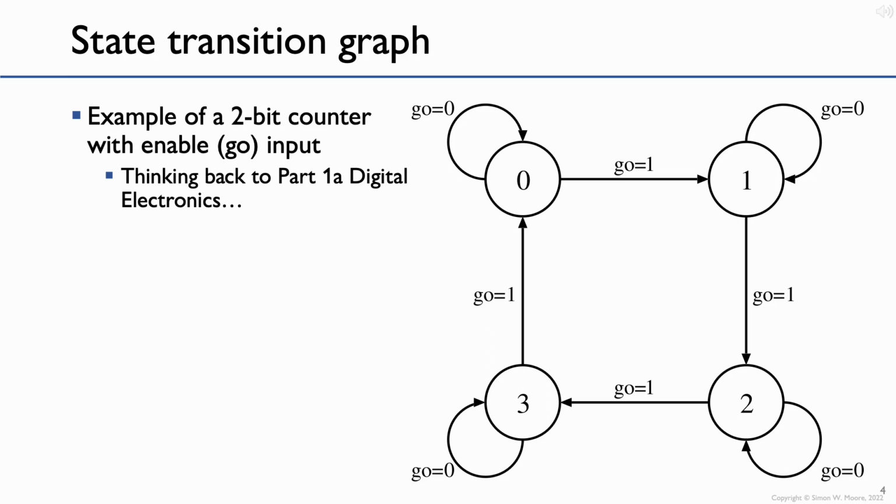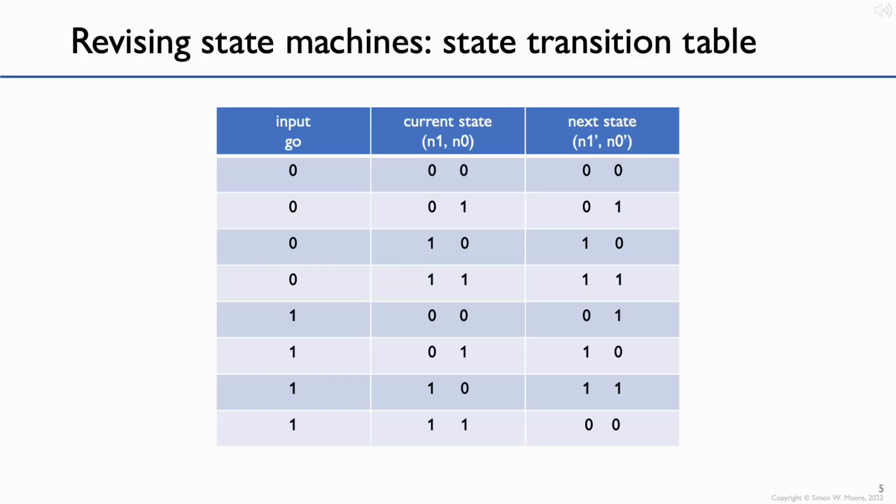So that's the requirement. In 1A you would have taken those requirements and turned them into a state transition table, and here it is for you. We've got the input signal in the leftmost column, the current state in the middle column, and the next state in the right hand column. There should be no surprises here. When the go input is 0, the next state is the same as the current state, and when the go input is 1, the next state is the current state plus 1.